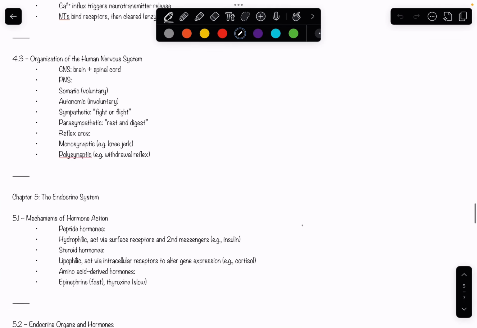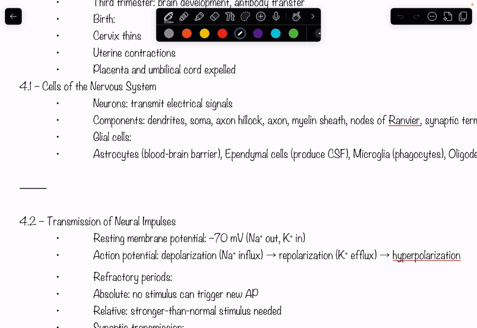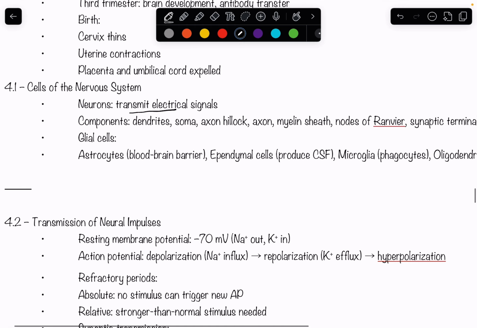The nervous system, pretty short chapter, so let's just go through it. So, the cells of your nervous system. Your neuron is what transmits electrical signals. So what is your neuron made out of?